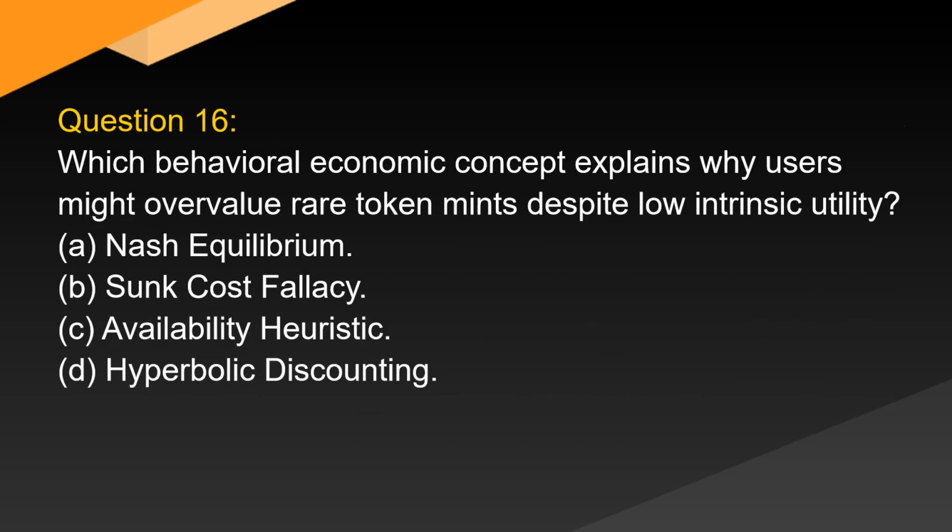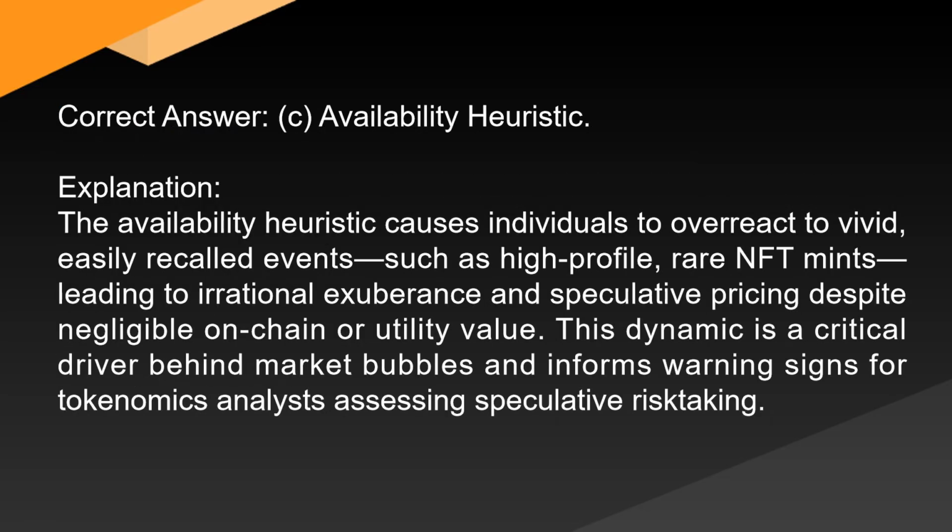MiCA. Question 16. Which behavioral economic concept explains why users might overvalue rare token mints despite low intrinsic utility? A. Nash equilibrium. B. Sunk cost fallacy. C. Availability heuristic. D. Hyperbolic discounting. Correct answer, C. Availability heuristic.